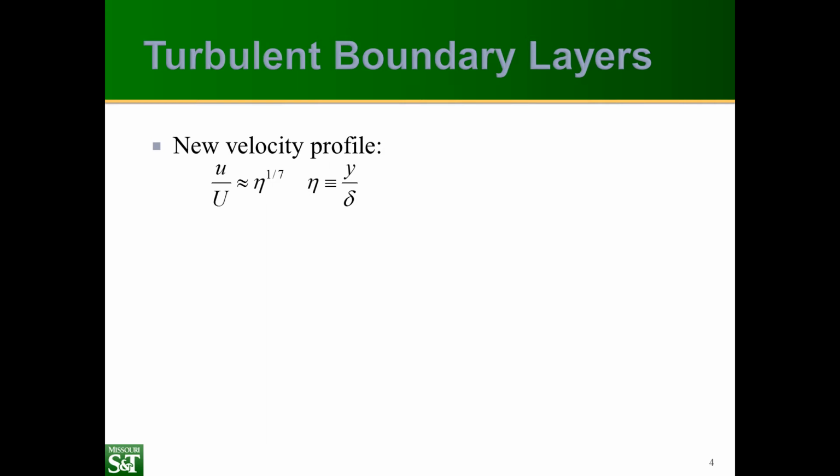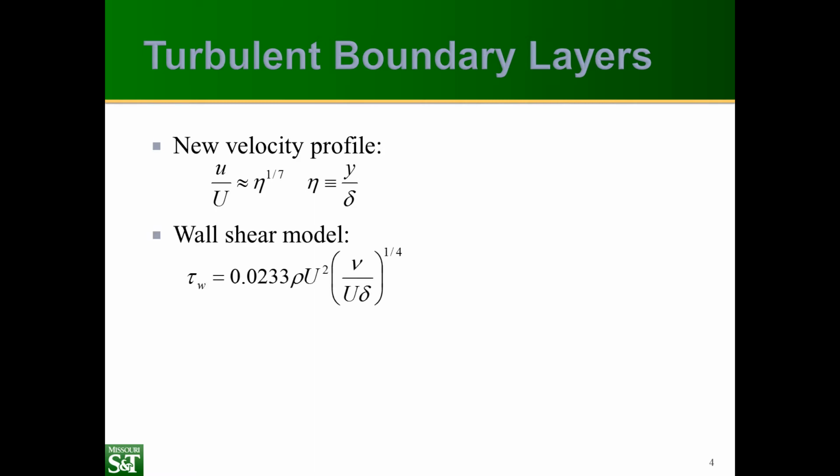For instance, we cannot use this to calculate the wall shear. Using this equation, du/dy is going to be essentially infinite at y equals 0. So we can't use this velocity profile to find the wall shear. Instead, we use an empirical model. And this empirical model is developed based on experimental data and a pipe flow model. So keep in mind that this is also an approximation. So now we have an approximation for wall shear and an approximation for the velocity profile.